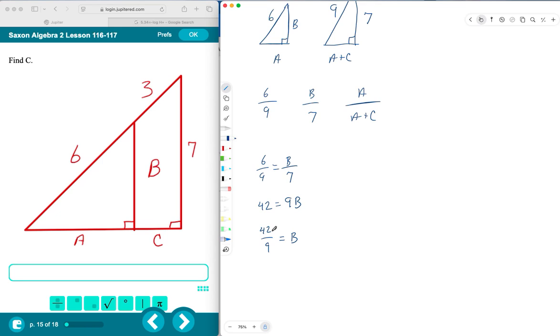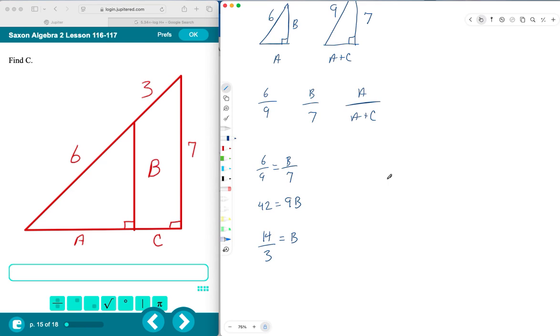I can reduce this by dividing both of these by 3. 42 divided by 3 is 14. This is going to be 14 over 3. 3 into 14 is 42, okay? And then 9 divided by 3 is 3. So 14 over 3 is the value of B.